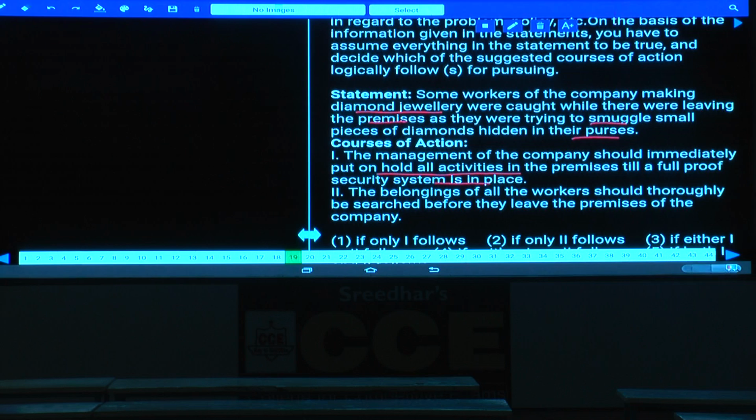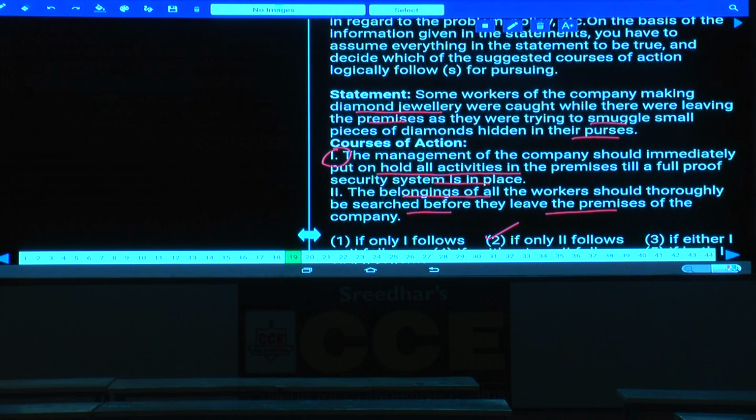Stopping the entire production. Second one, the belongings of all the workers should thoroughly be searched before they leave the premises of the company. By implementing this one, what happens here? If any person is taking this, they can easily be caught. Hence, what is your answer here? Only 2. The first one is a negative course of action because it creates more problems rather than solving the problem. But by implementing the second one, the problem will be solved forever.